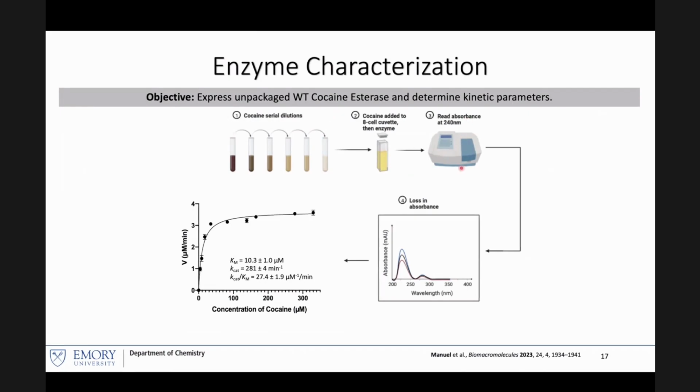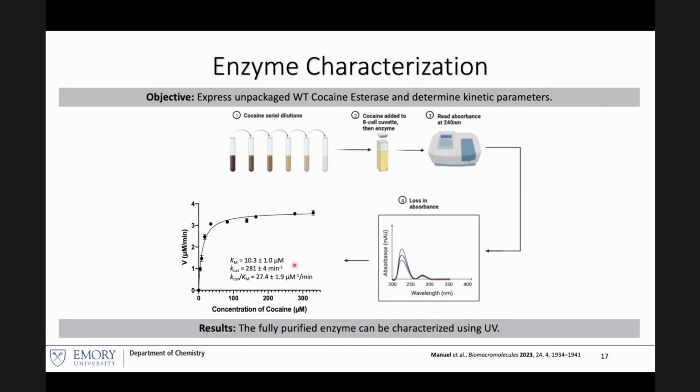And I then read the absorbance at 240 nanometers because this is where cocaine absorbs. And all we did was track the loss of this cocaine concentration over time. And I generated a very beautiful Michaelis-Menten curve from this. I was very proud of it. It was so beautiful, I actually almost put my name on it as well, Michaelis-Menten Manuel. But even though we have these kinetic parameters, what I really want to pay attention to just for now is this Km here of 10 micromolar, because now we know which aptamers we need to use, right? And so we fully purified it and we were able to successfully characterize it by UV, which I was really excited about.